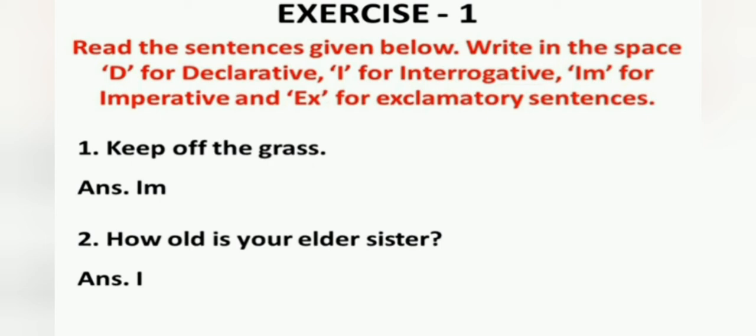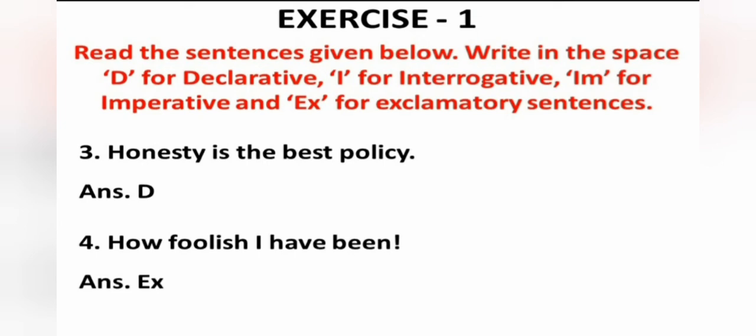Go to the next one. How old is your elder sister? You can see here we have question mark at the end, and this sentence asks a question, so it is an interrogative sentence. Next, number 3. Honesty is the best policy. You can see this sentence declares something and has full stop at the end, so it is a declarative sentence, so we have to write here D.